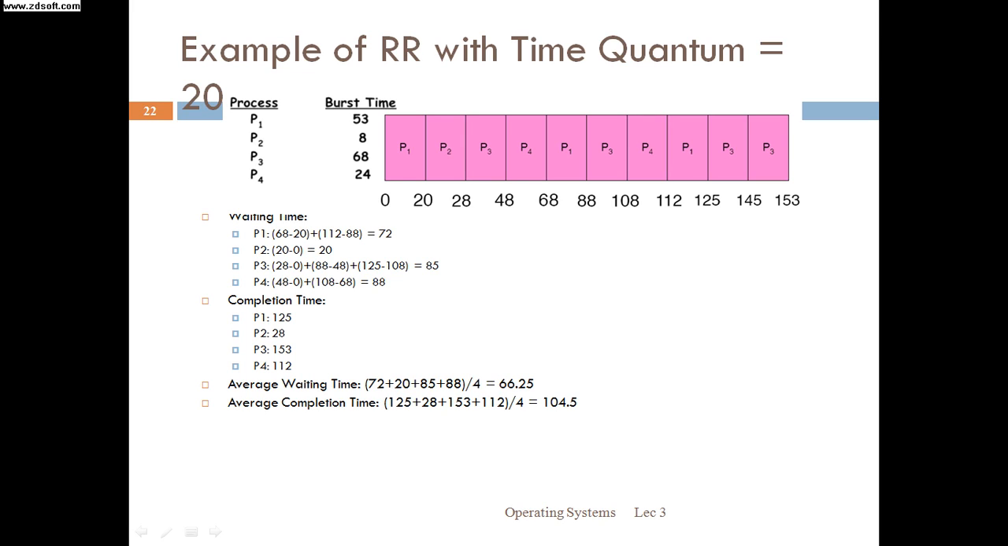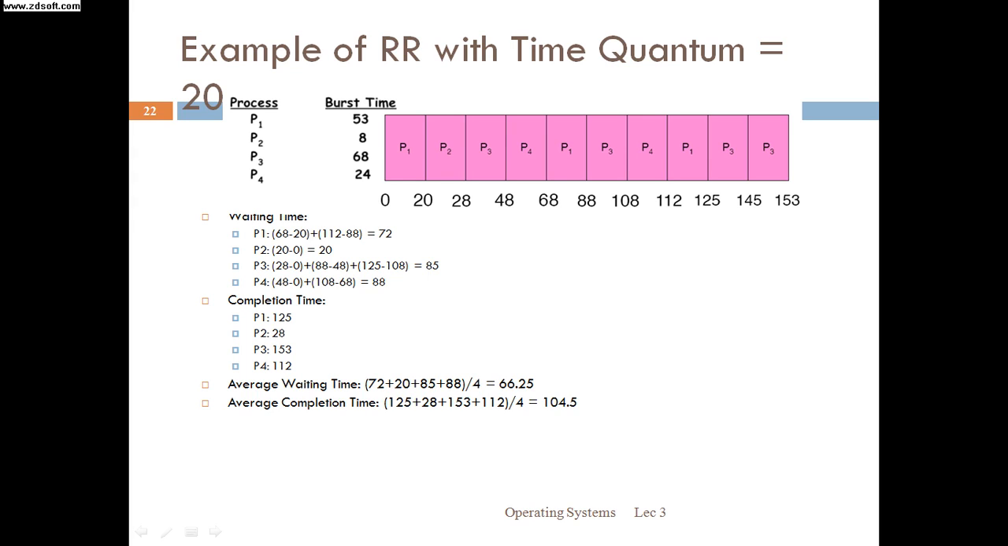For process P2, it is executed only one time, so the waiting time is 20 milliseconds. If we consider process P3, the final turn starts at 145. We have to consider the earlier execution time. Here it is executed 1, 2 and then 3 times, so 3 into 20 is 60. From 145 we reduce 60 and we get 85. Likewise process P4's waiting time will be calculated.